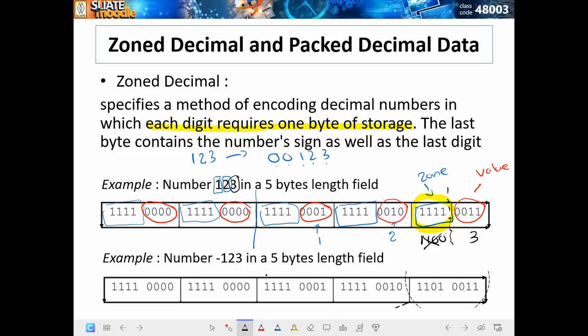We will see the next example here, this one, right? It has asked for the number -123 in a 5 bytes length field, right? It says 5 bytes length field. So therefore we definitely need 5 blocks, right? So we have to start representing the number from the rightmost value, this one. We are starting from this one, right? And we are starting from the rightmost block here.